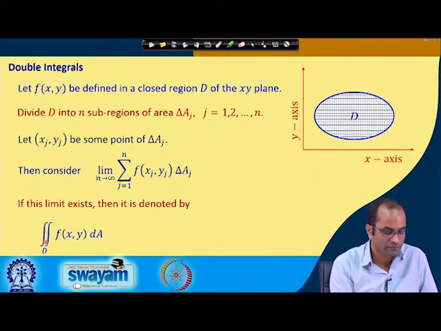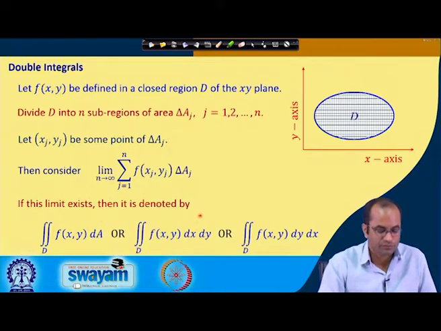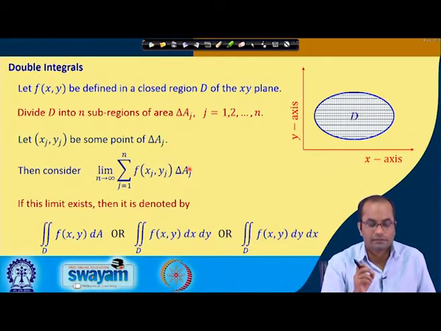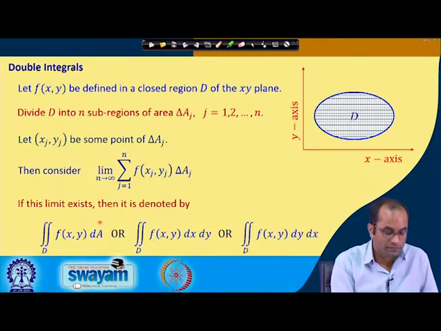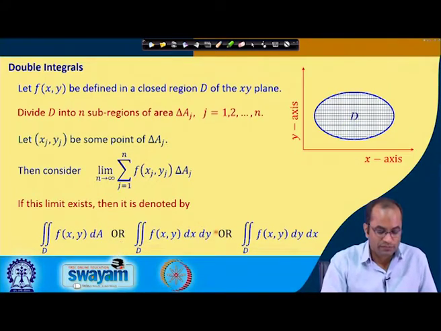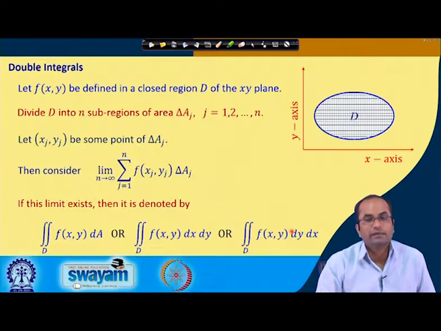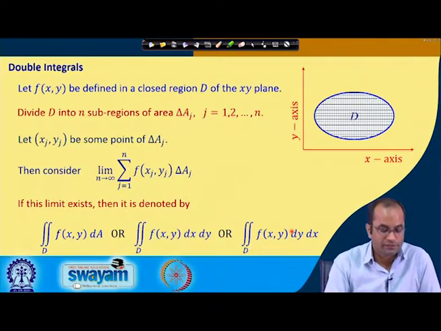So, the double integral over D of f(x, y) dA, or sometimes we also use the notation instead of dA, which is representing the area of this infinitesimal subregion. So, we can also denote it by dx dy or dy dx. So, that is the definition here.